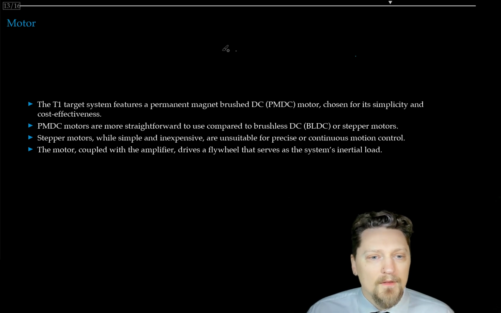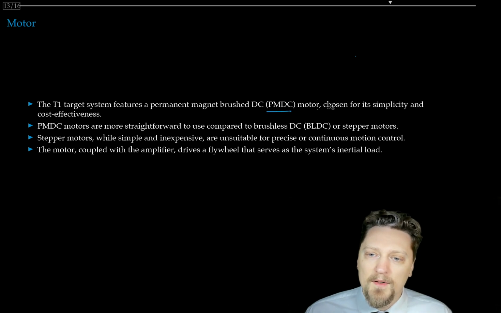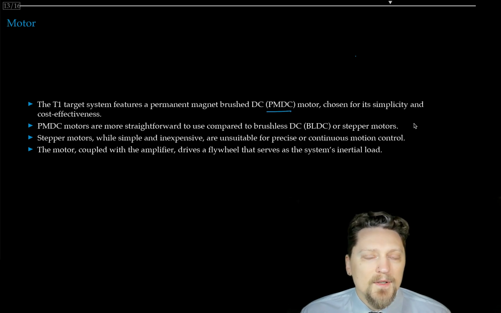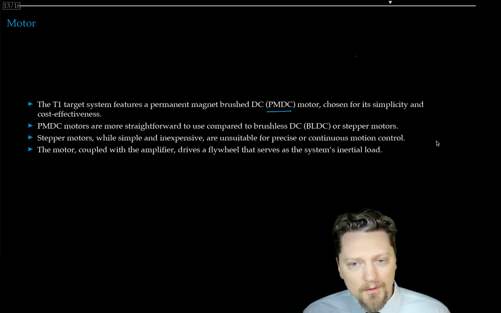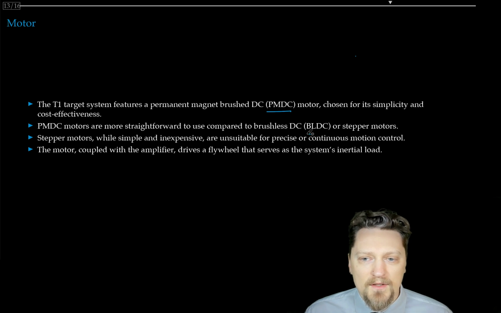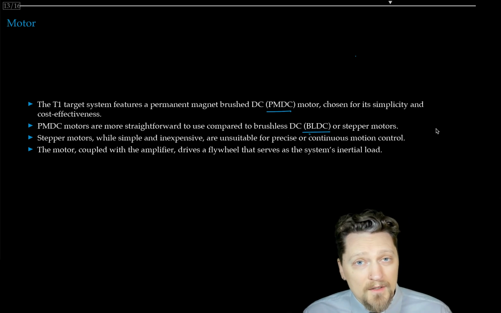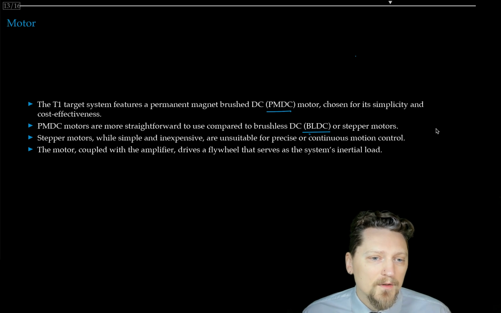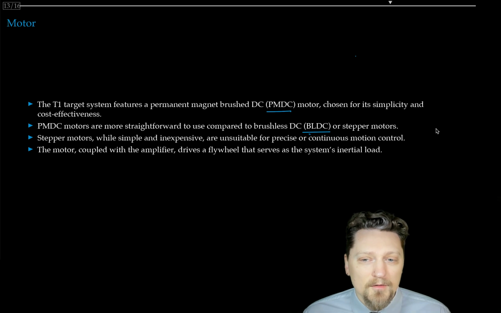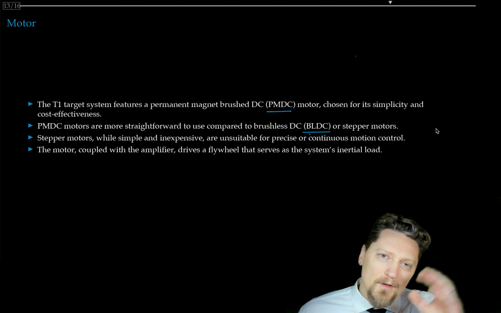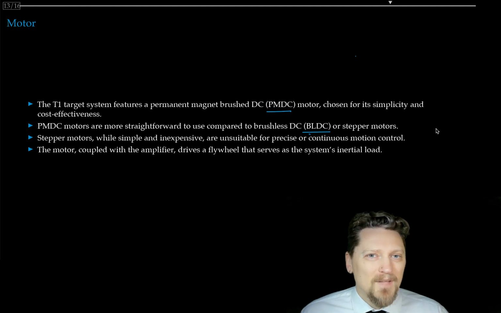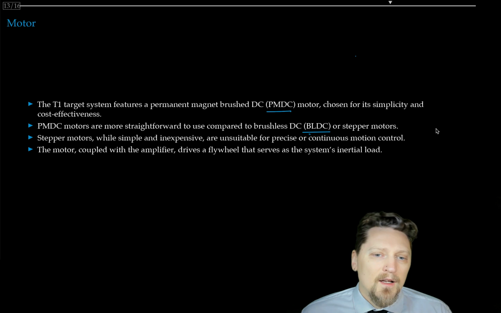Okay, the motor. The T1 target system features a permanent magnet brush DC or PMDC motor, chosen for its simplicity and cost effectiveness. PMDC motors are more straightforward to use compared to brushless DC motors or stepper motors. Those are 2 other options. Stepper motors, while simple and inexpensive, are unsuitable for precise or continuous motion control. For instance, if you're controlling for a velocity, it's really a poor choice.